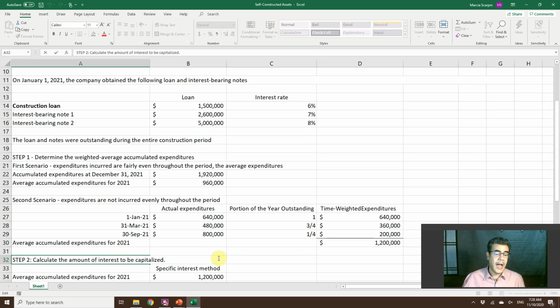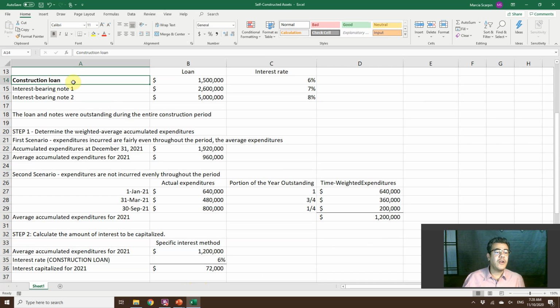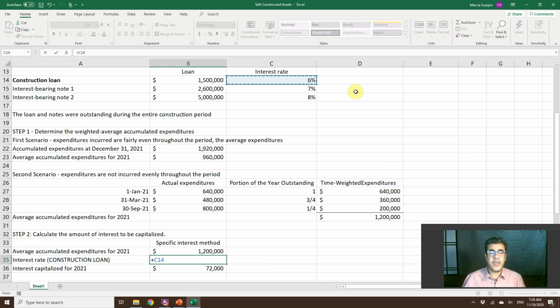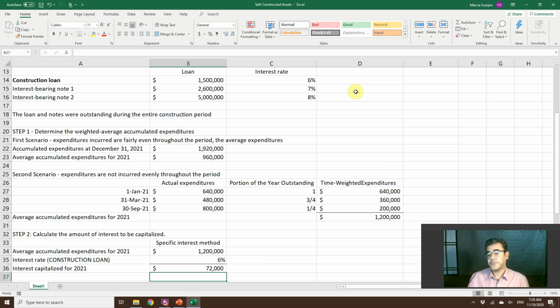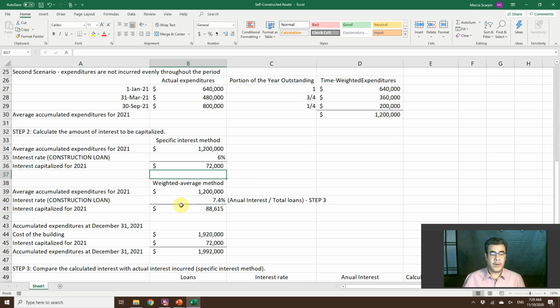Step 2, amount of interest to be capitalized. We have two methods here. The first one is the specific interest method. So expenditures times, we have a specific loan for construction. So we get the same interest rate here. So the interest rate for the construction loan. And then the interest capitalized is 1.2 times 6%. We will see the second method later, okay?